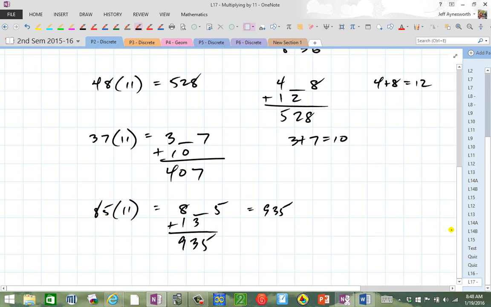So let's pass out the 5-minute activity here. And this is the first of a few lessons here of how to multiply by 11 the quick and easy way.